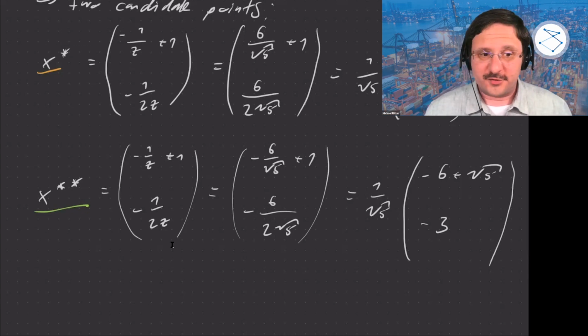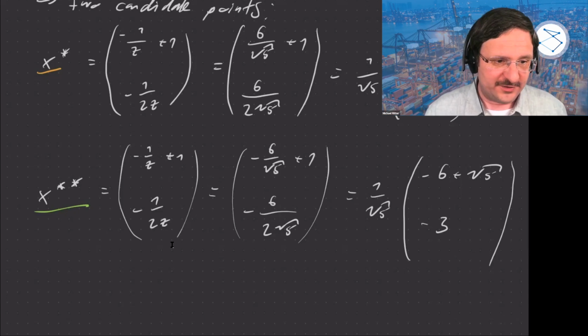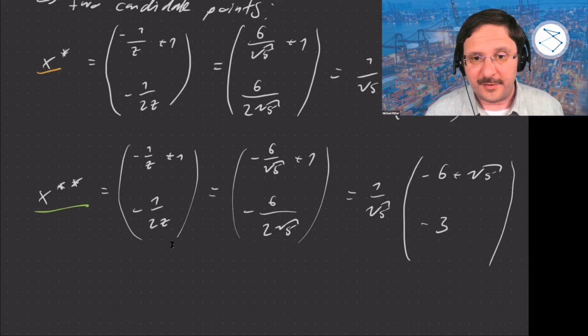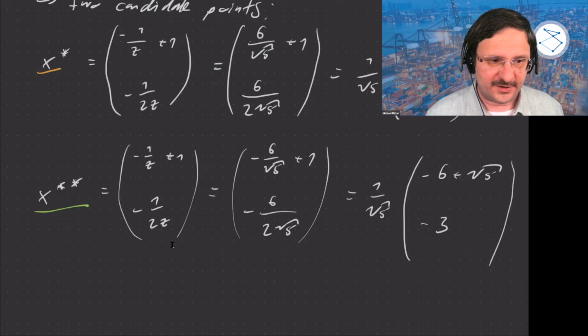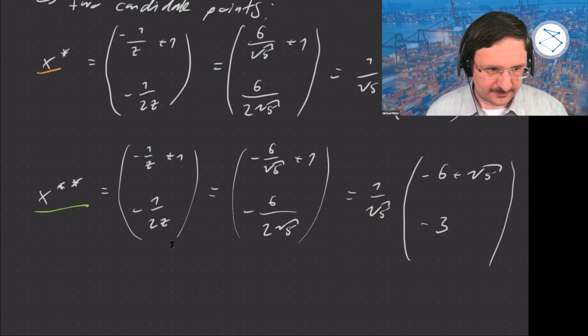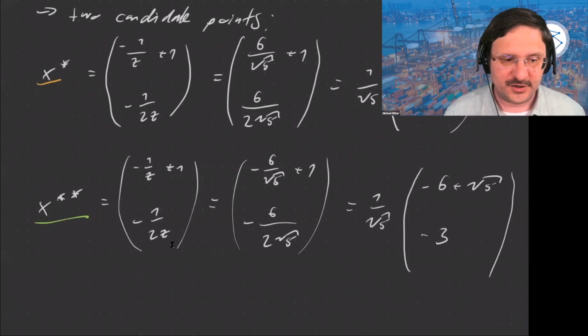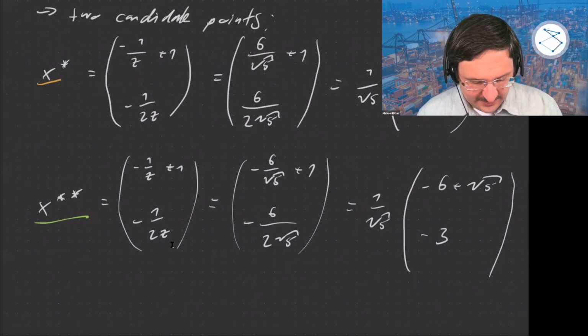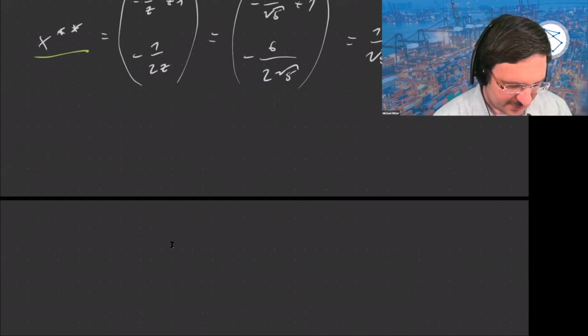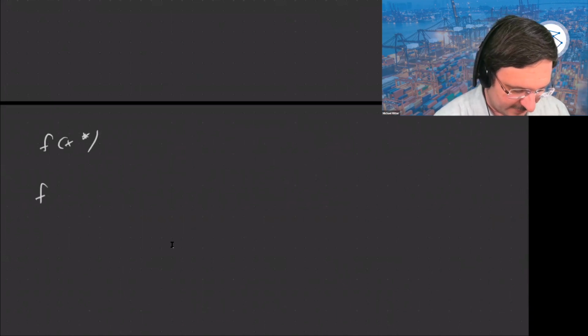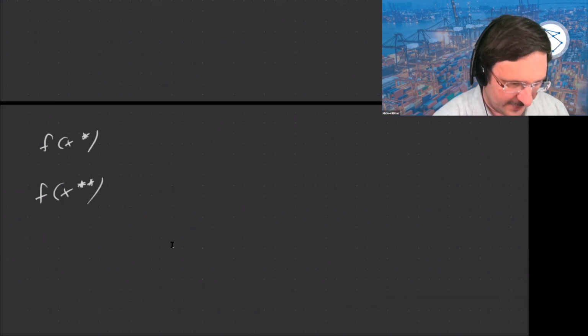And now, of course, the question is whether one of those is actually a minimizer. Because remember, those are just candidate points. They don't have to be minimizers. But if there are minimizers, then those are the only possible candidates. And to find out which one of those might be a minimizer, we can just evaluate the function value. So what we want to do now is find out the value of f at x star and the value of f at x double star.